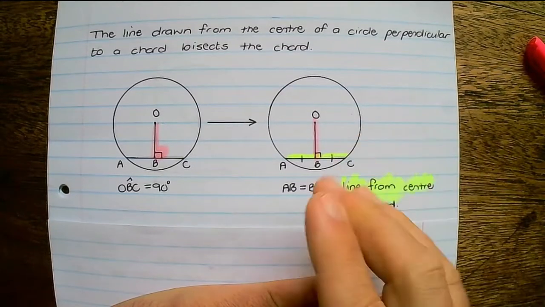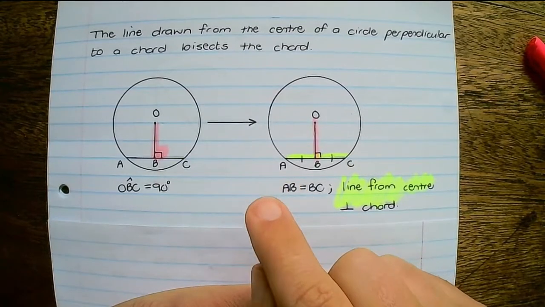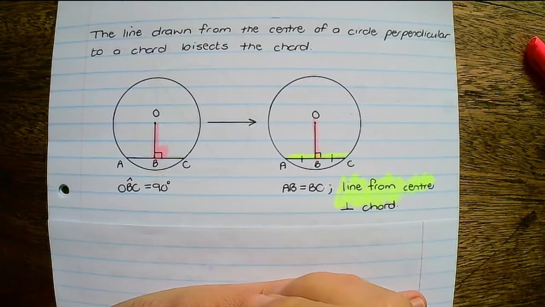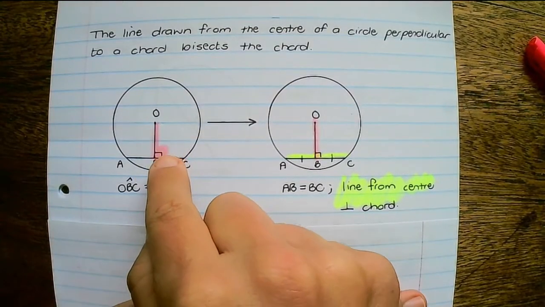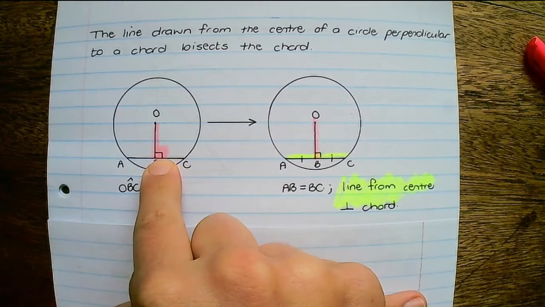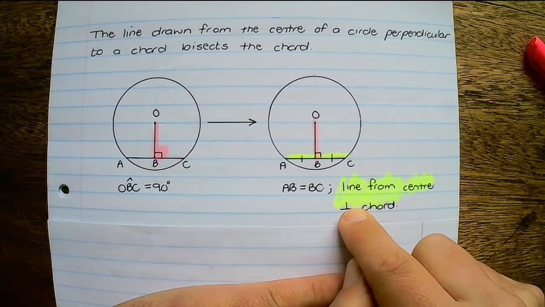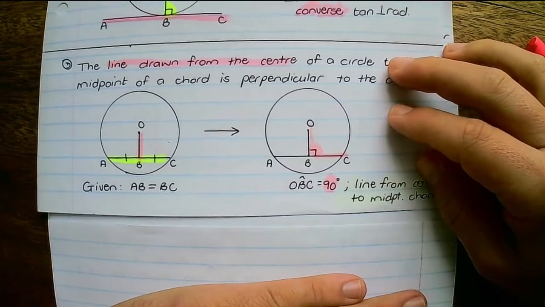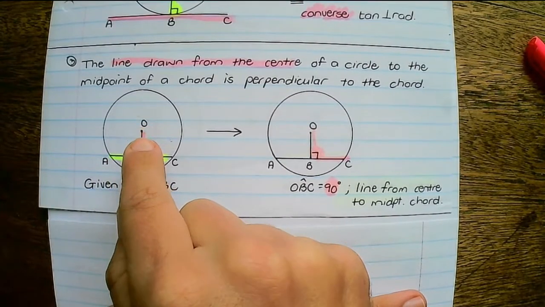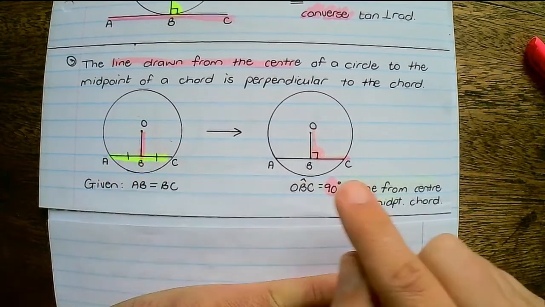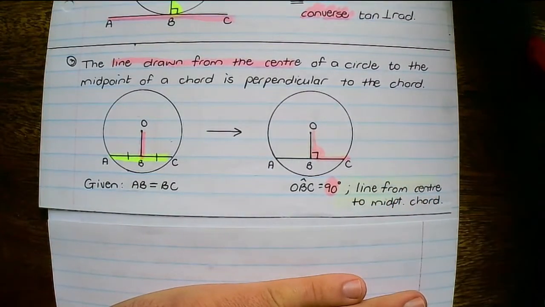And in our previous example, the other way around, when we had it backwards, the reason was line from center to midpoint of the chord. So be careful. We are given that this line is perpendicular, so in our reason we say line from center perpendicular to the chord. And in the previous example, we were given that the line from the center bisects the chord, so we say line from center to midpoint of chord.